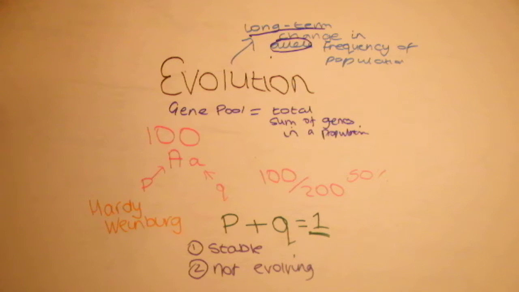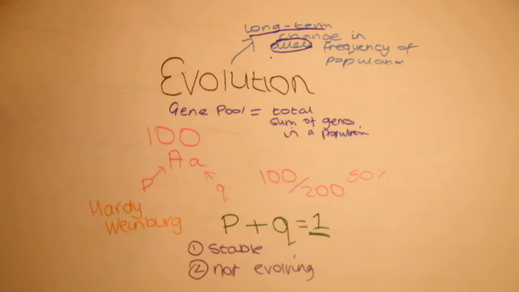It states that in a stable population with no disturbing factors, the allele frequencies will remain constant from one generation to the next without evolution.